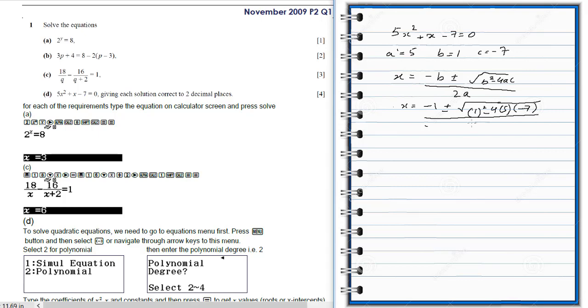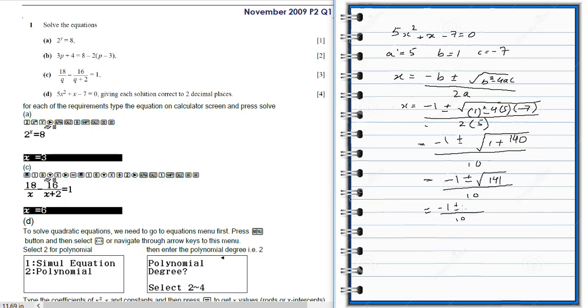All over 2 times 5. So minus 1 plus minus square root of 1 squared is 1, minus minus becomes plus, and 4 fives are 20, and 20 times 7 is 140, all over 10. So minus 1 plus minus square root of 141 over 10. So this will be written twice: minus 1 plus minus square root of 141.